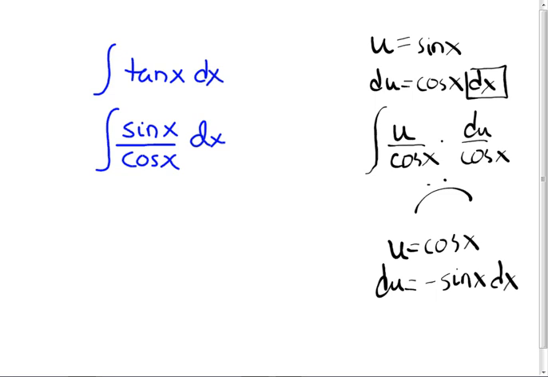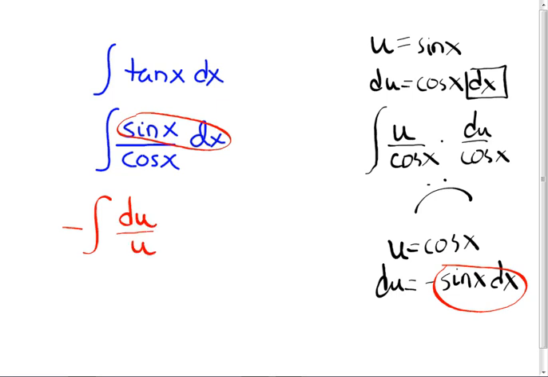Okay, I think I've got everything accounted for, don't I? I have a sine of x dx. What is sine of x dx? It's not du, it's the opposite of du. So I've got minus, and I've got a du there, and the cosine of x we let be u. Anybody recognize what that one is?